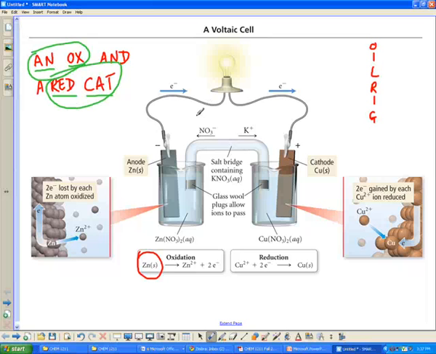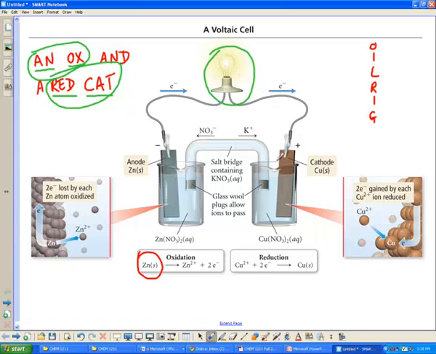But how do we know that putting these two together is going to light the light bulb? How do we know this is going to produce, first of all, a spontaneous reaction, and how do we know there's going to be enough voltage to light the light bulb? Well, the assumption here is that you know what voltage is required to light the bulb, and that you can calculate the voltage produced by the reaction, and that calculation is what we're going to do.